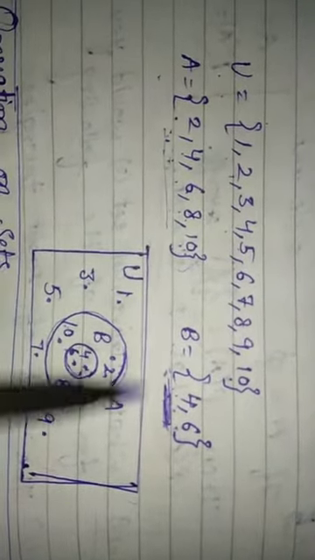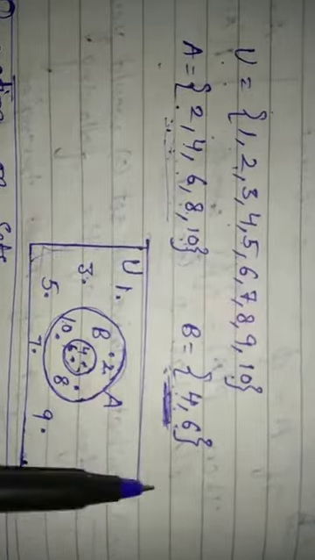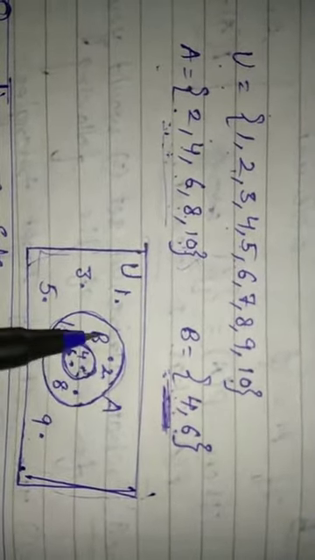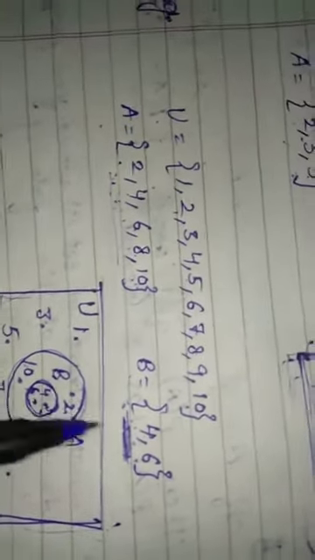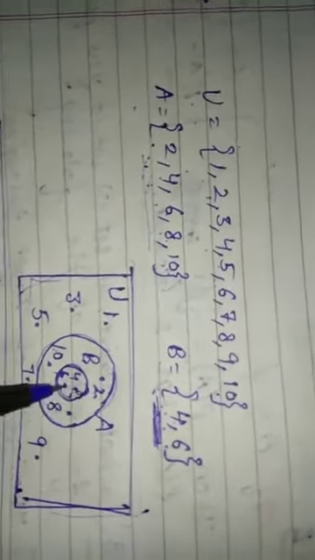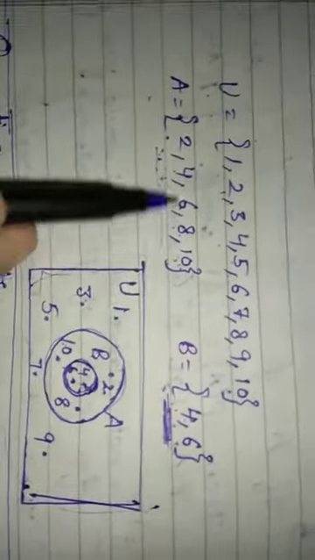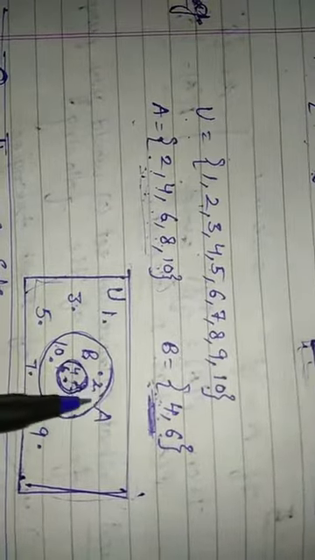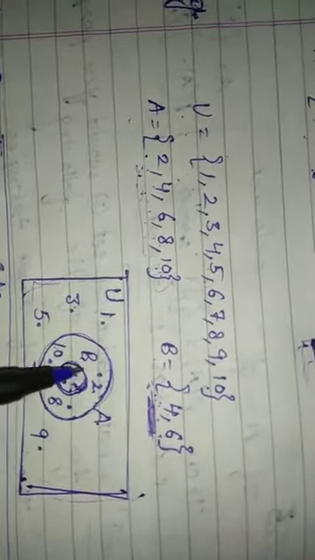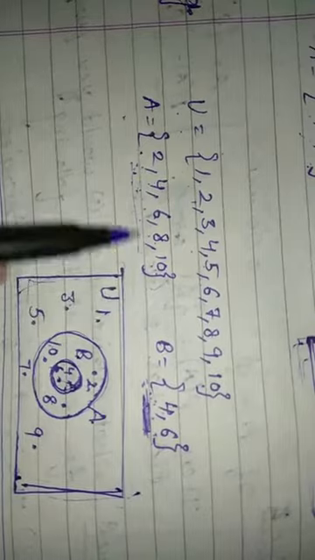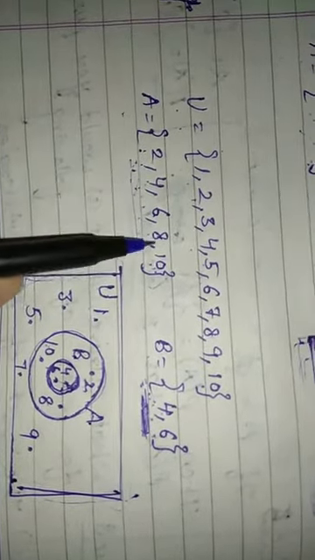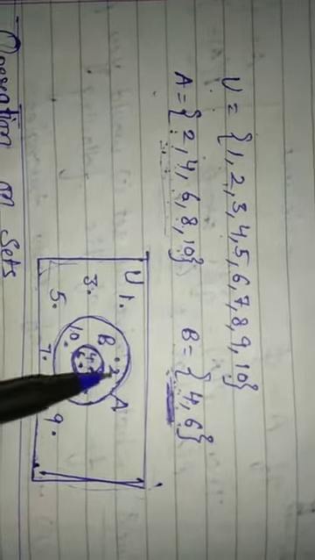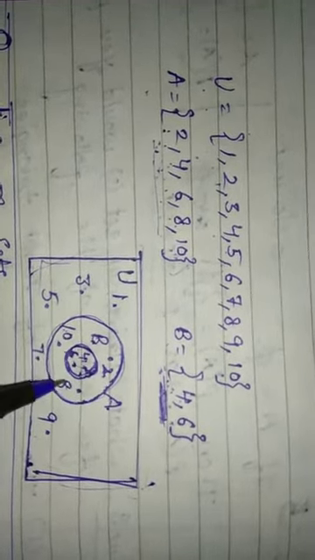So firstly, take the universal set in the shape of a rectangle, and I am taking a small circle. This is set B. The elements of set B are 4 and 6, so I have written them in this small circle. And set A is a superset of B, so I am taking set A outside set B. The elements of set A are 2, 4, 6, 8, 10. 4 and 6 are in set B, and set A will have elements 2, 4, 6, 8, 10.